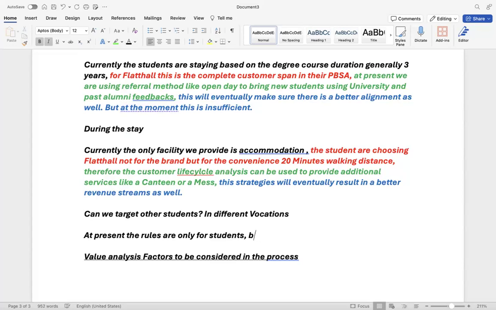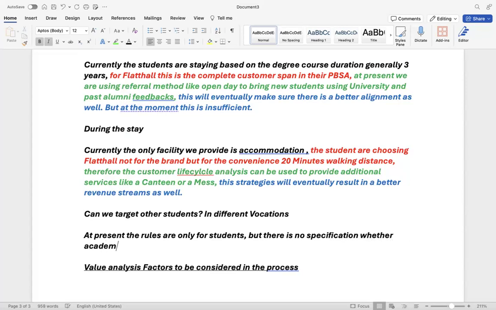But there is no specification whether academic or vocation. Academic or vocation. So students, let's step by step move forward.